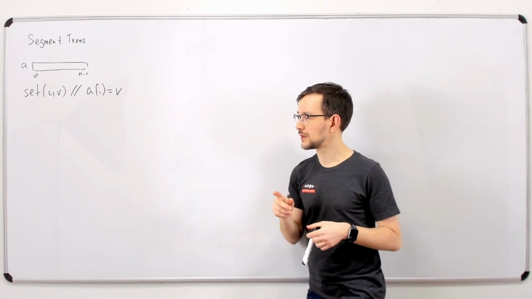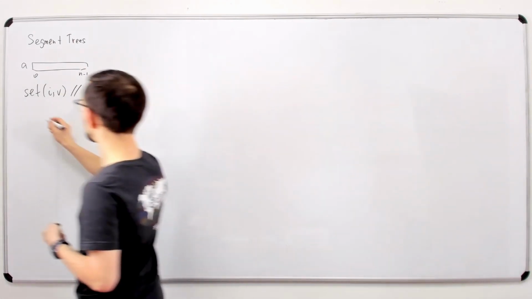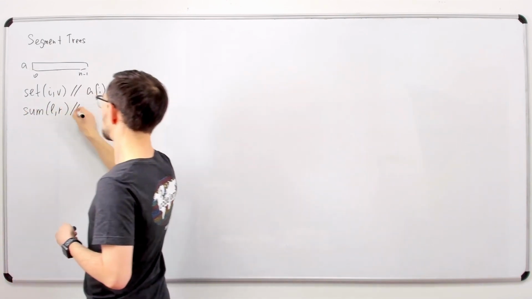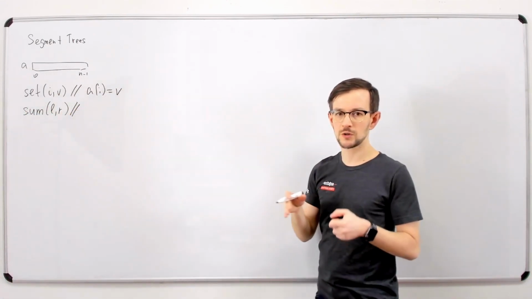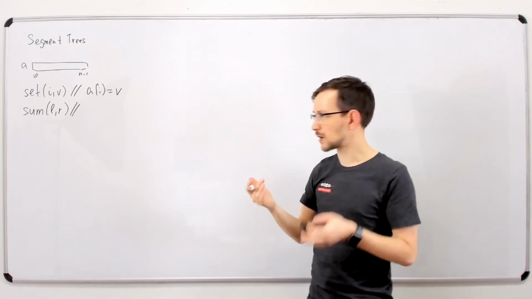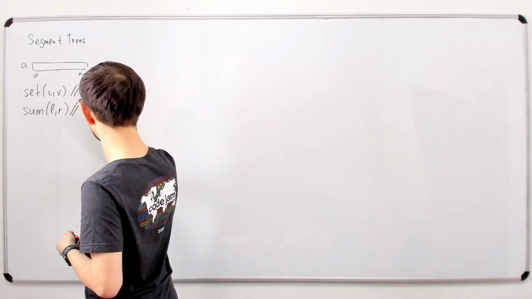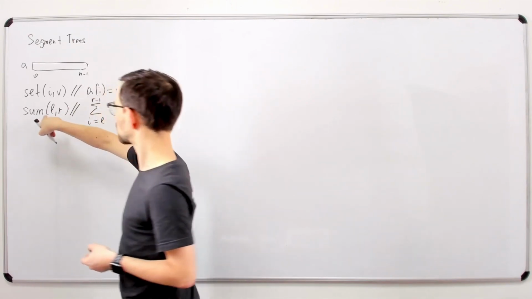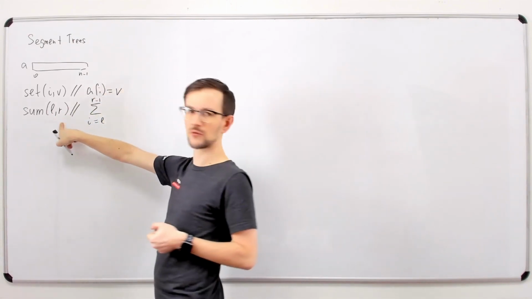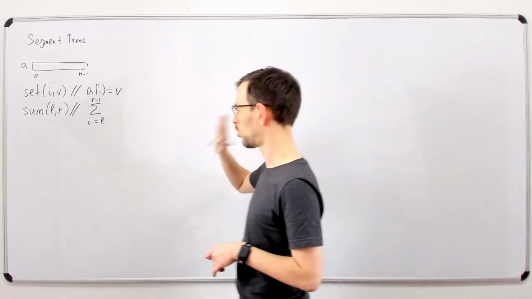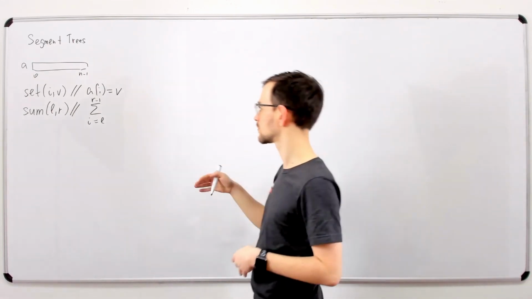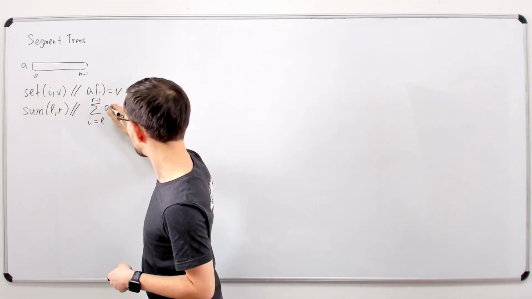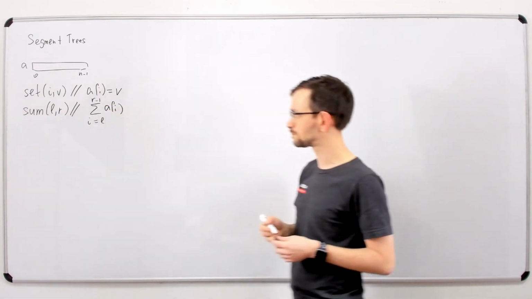Let's start with calculating the sum on a segment. So let's have the function sum from L to R. This function will return the sum of all elements on this segment. So it will return the sum of elements from L to R minus 1. I want to have the left border inclusive and the right border exclusive, and I will try to always make the left border inclusive and the right border exclusive. So I need the sum of all elements from L to R minus 1.